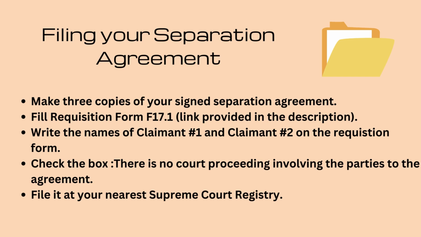In the requisition form, here's what you will do. First of all, you will identify yourself as claimant number 1 and put your name beside the box where it says claimant number 1, and specify your spouse name as claimant number 2 and put your spouse name beside the box where it says claimant number 2, and tick the box confirming that there are no ongoing court proceedings involving the parties mentioned in the agreement, and then you will click the generate form button.